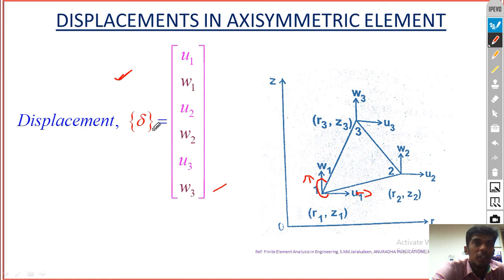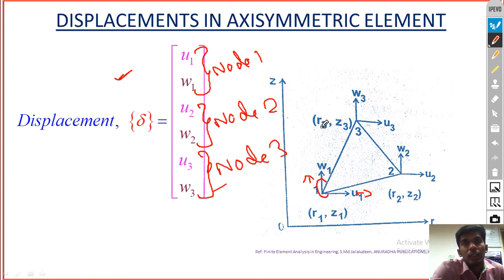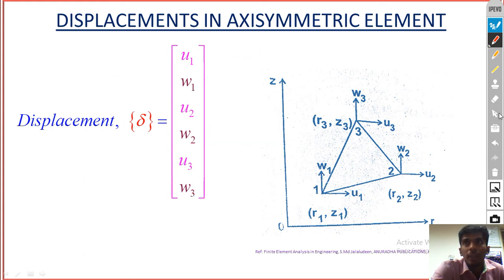This nodal displacement vector del is equal to U1, W1. This U1, W1 indicates node 1 displacement. This U2, W2 indicates node 2 displacement. U3, W3 indicates node 3 displacement. So this is the general meaning of displacement in an axisymmetric component. Next we can move on to the next slide.